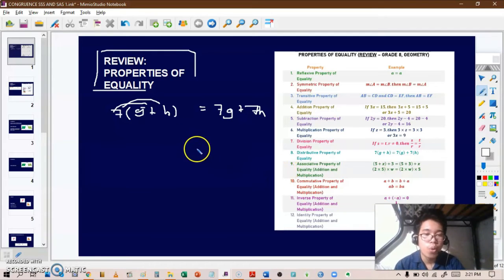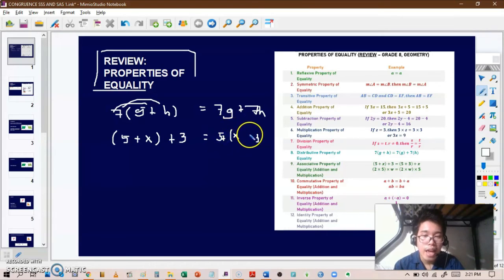So let's say, for example, we have these values, 5 and then x and then 3. And then we have for both sides again 5, x, and then 3. So the associative property of equality works like a grouping, a grouping equality. So it just basically says that for the addition property, the associative property says that the quantity 5 plus x, plus 3 is equal to 5 plus the quantity x plus 3.